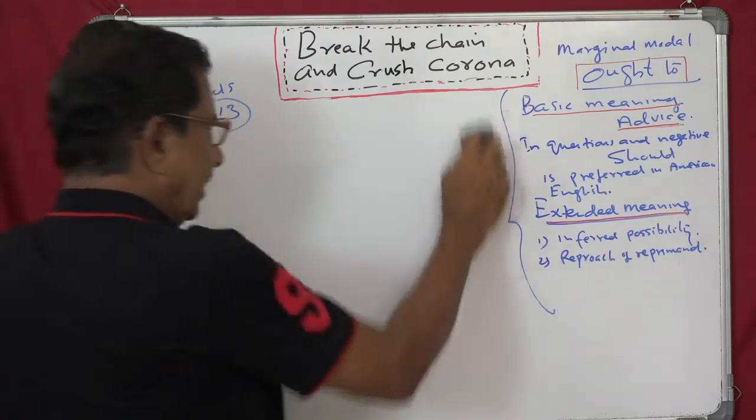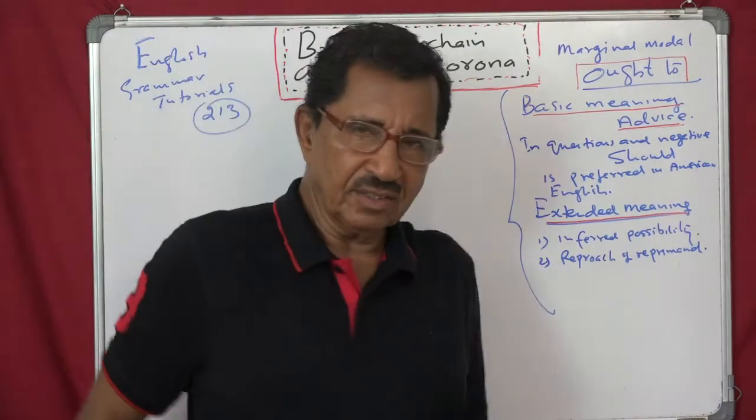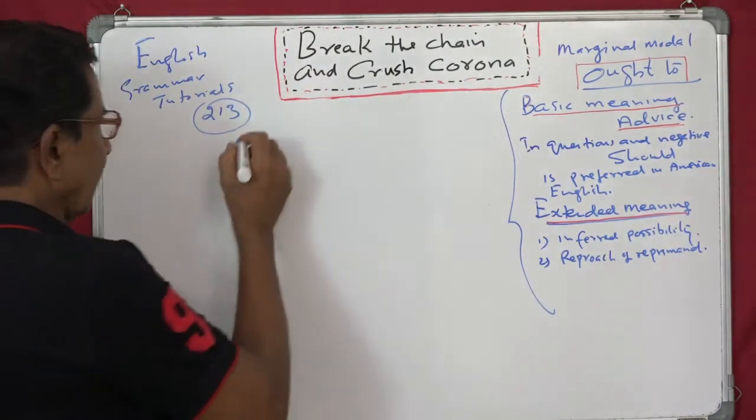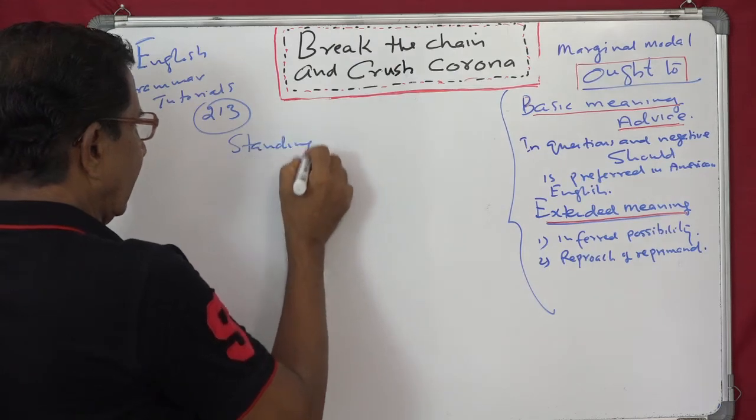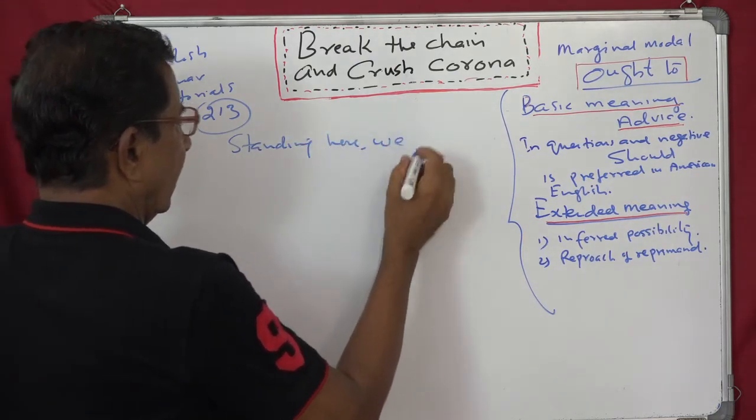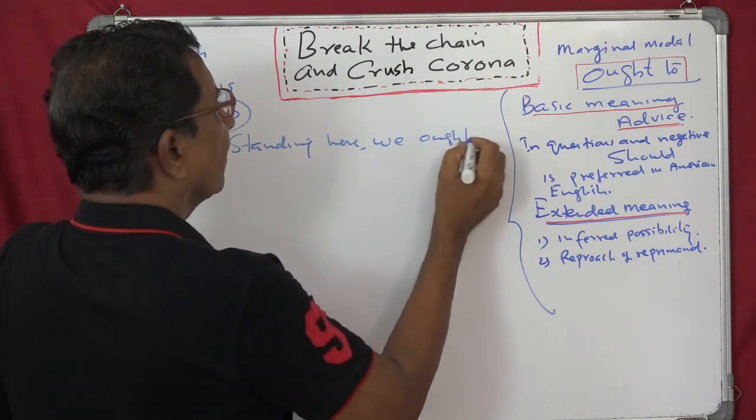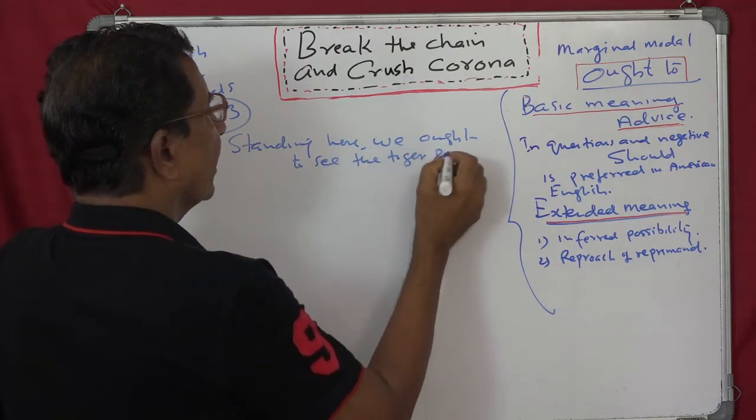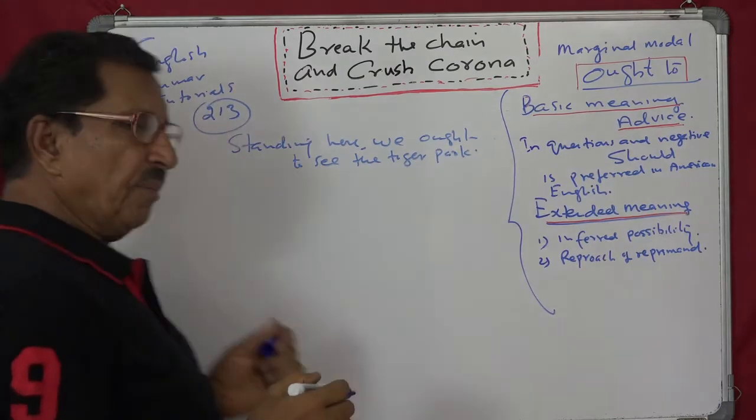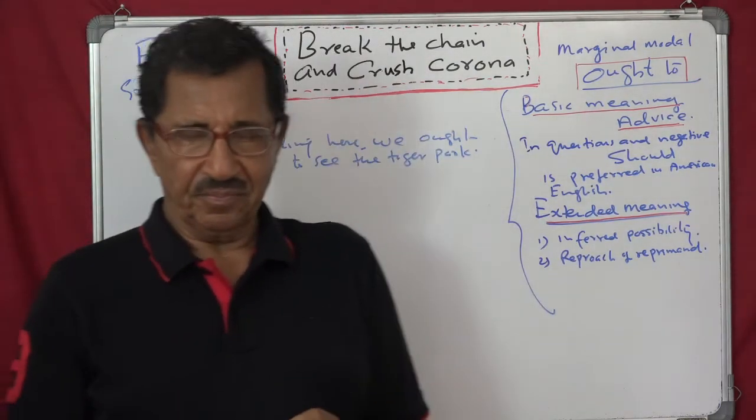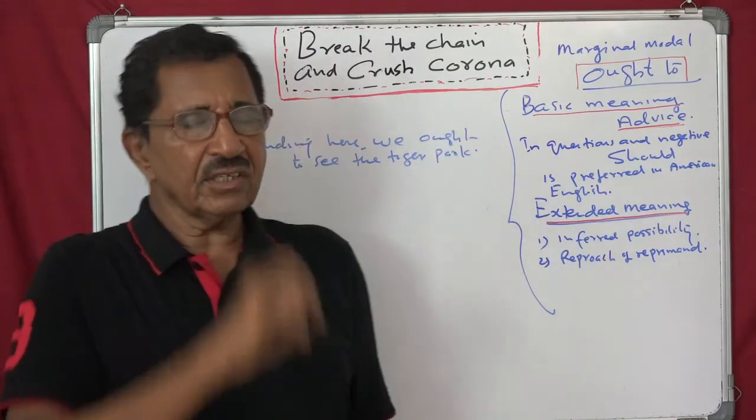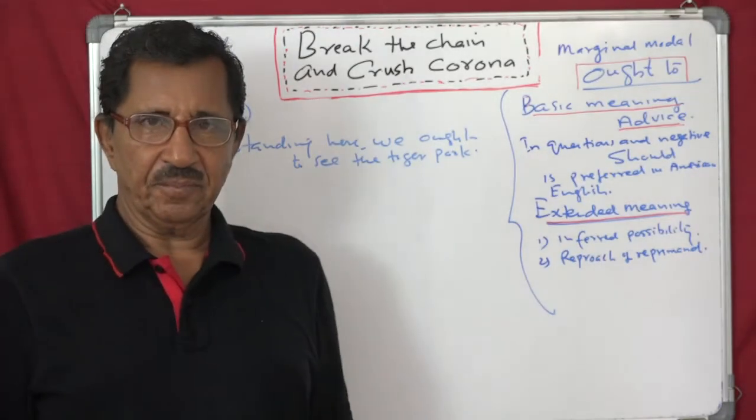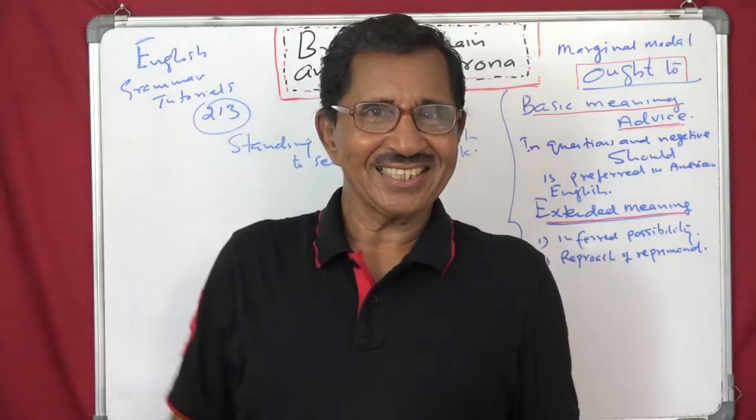Now we come to an extended meaning. Again, it is just like should. And it's an inferred meaning. So you say like that, standing here, we ought to see the Tiger Park. So that is an inferred possibility or probability. So if we stand here, we ought to see. From here, we ought to see the sunset. From here, we ought to see the sunrise.